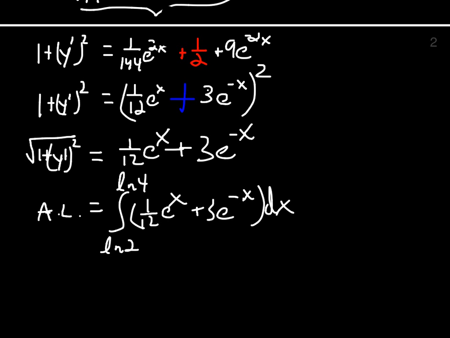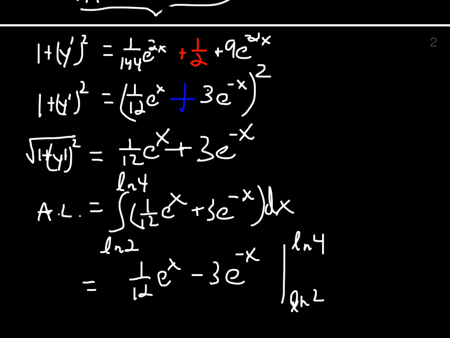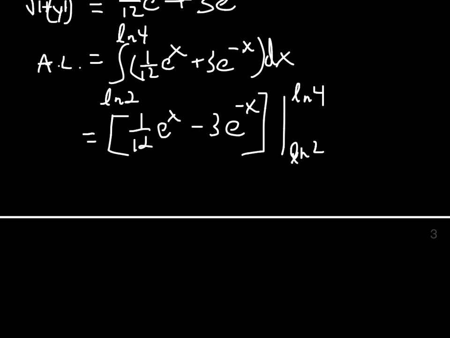Okay, great. So we get 1/12 e to the x minus 3 e to the negative x. Evaluate it between log 2 and log 4. Okay, great. The upper limit is plugging in the natural log of 4. E to the natural log of 4 is 4.